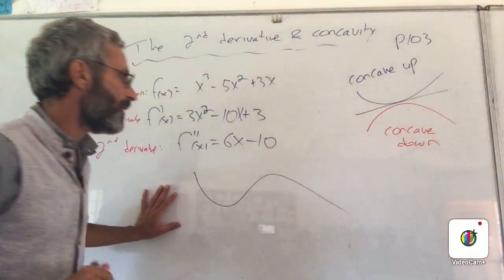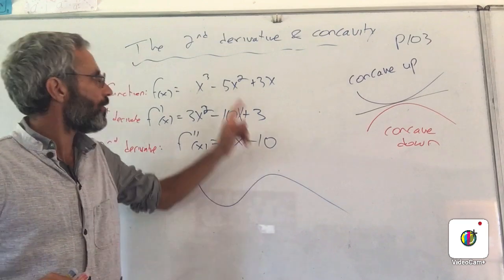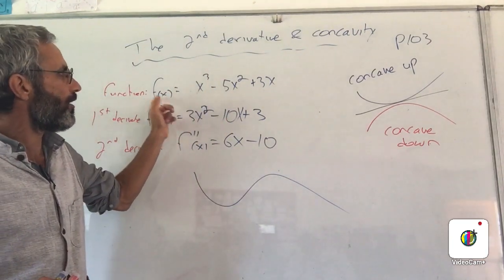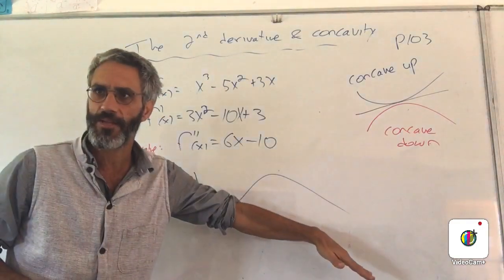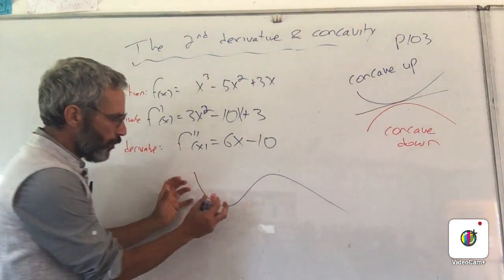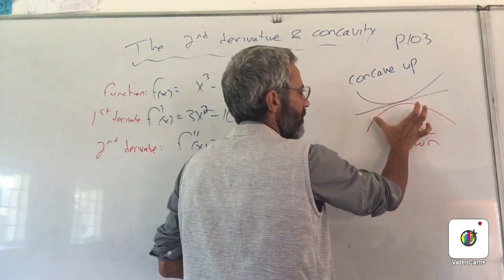To do that, we're going to look at a function. A typical graph of a cubic function looks like this. So now we have two areas, this area and that area, the blue area and the red area.